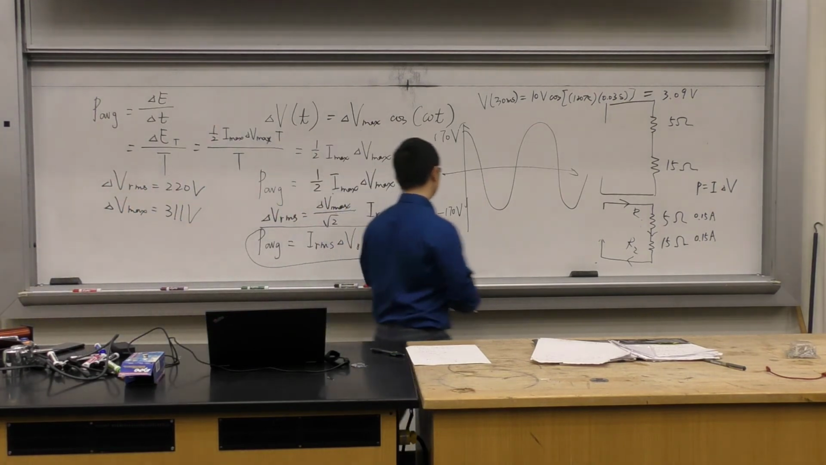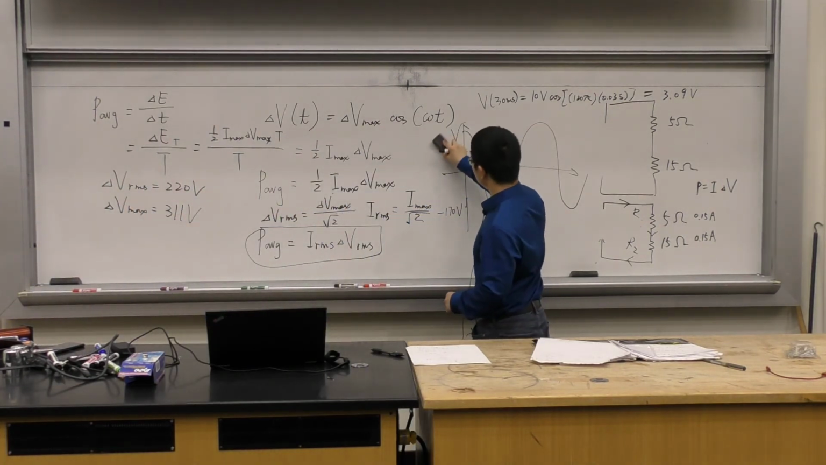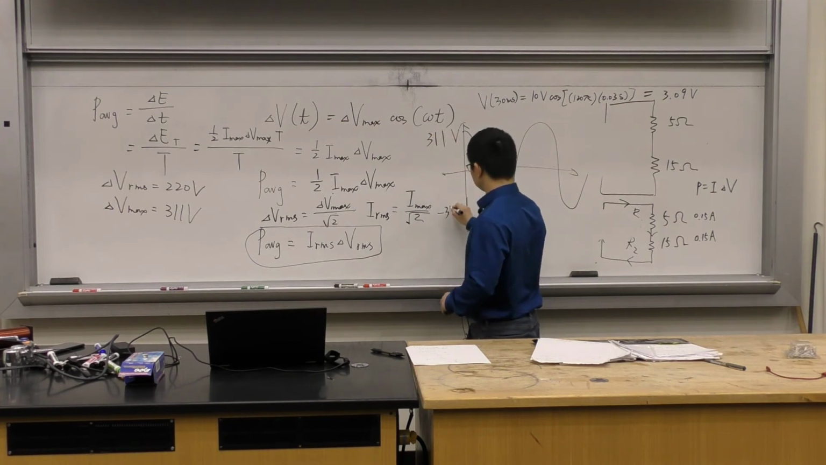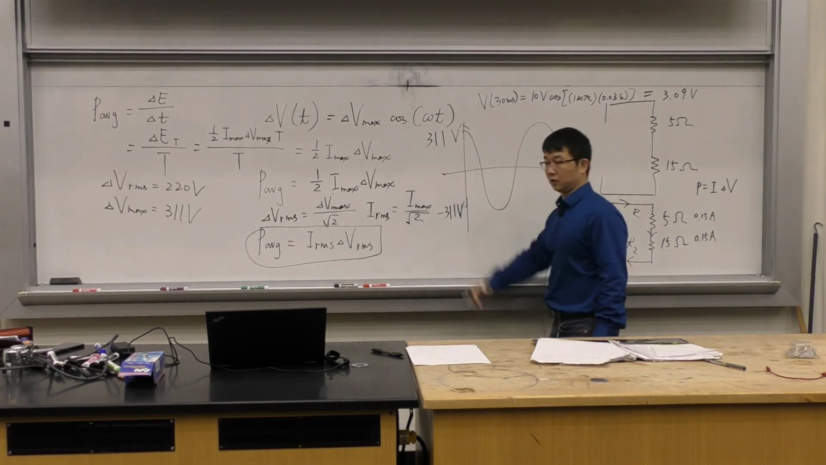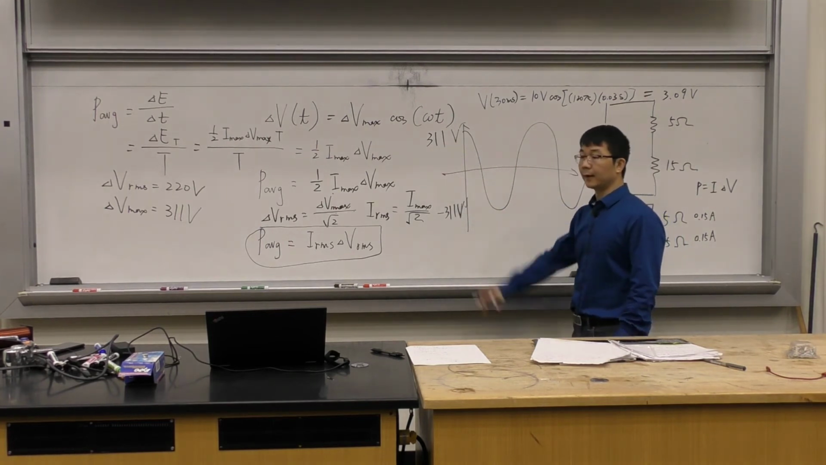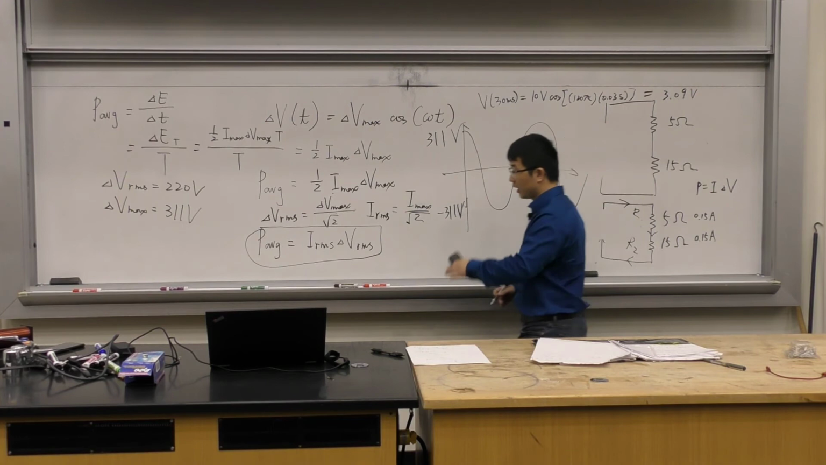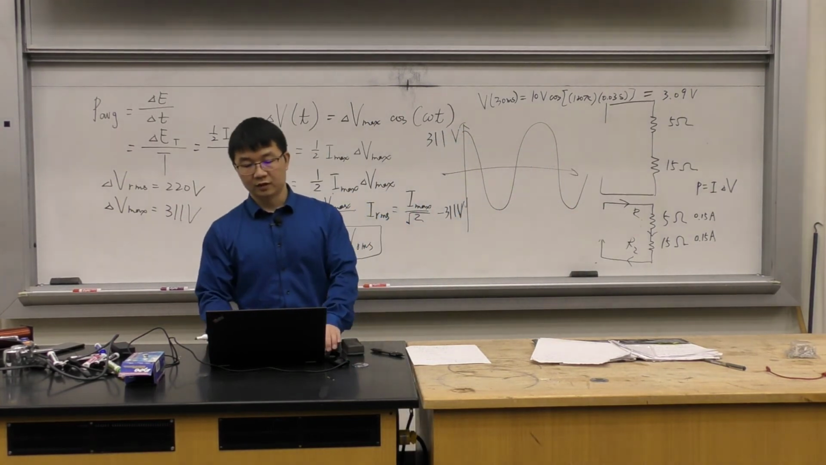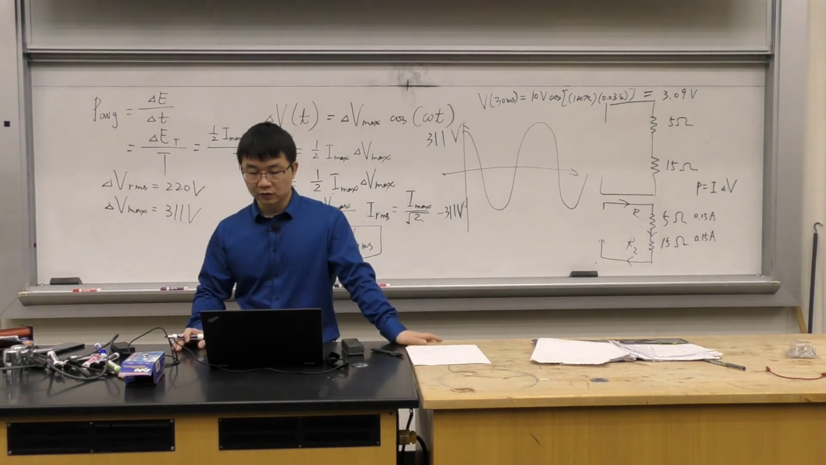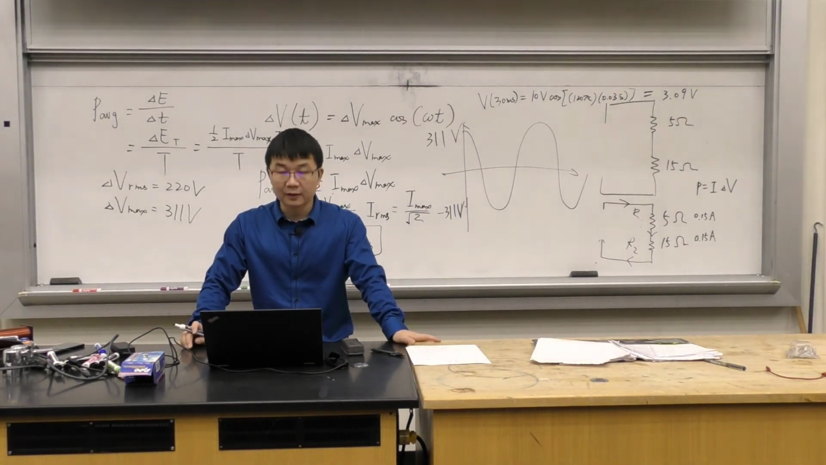So that means if you go to China, the voltage you get from the wall outlets is going to vary from negative 311 to 311, right? Still oscillating, okay? But the RMS value is 220. So that's why we say that China uses 220 volt AC electricity, okay? But that's the RMS value.